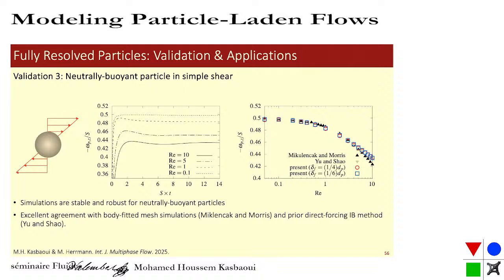Here is another example where we have a neutrally buoyant particle. So this particle is not fixed or anything. It's just neutrally buoyant in the flow. And then you impose a simple shear. When you do that, the particle is going to start rotating. So we measure the angular velocity of the particle divided by the shear rate and compared it with body-fitted simulations of Morris's group and another IBM method by Yu and Shao here. There's very good agreement. Even with these kinds of filter sizes, dp divided by 4, for example, gets us to the answer.